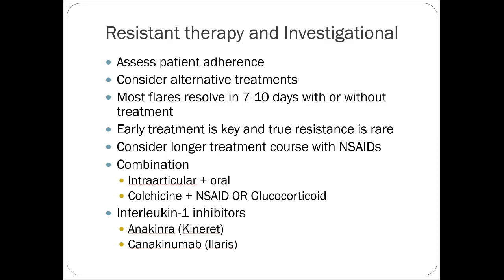But if you did have somebody who maybe that's their fourth, fifth gout flare and the NSAID's not cutting it anymore, either switch to the glucocorticoid and try that, or combine it with colchicine. There are some interleukin-1 inhibitors, anakinra and canakinumab. Those could be considered for patients with severe refractory gout flares that aren't responding, and those are going to be really, really expensive options.